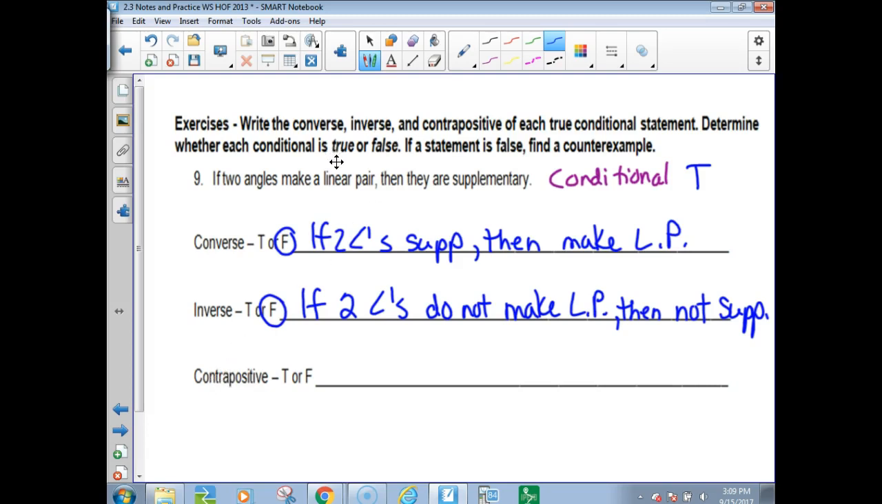The contrapositive negates the hypothesis and conclusion and switches them. So, if two angles are not supplementary, not SUPP, then not a linear pair, not an LP. Now, if two angles are not supplementary, then they can't be a linear pair is very true. Because if they make a linear pair, they have to be supplementary.